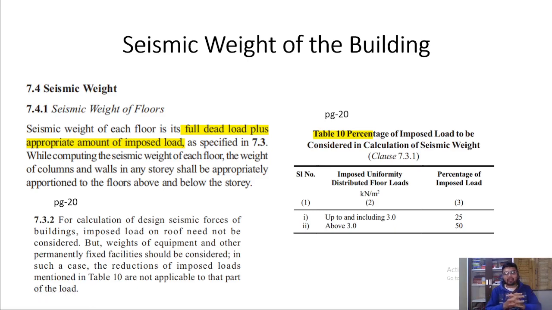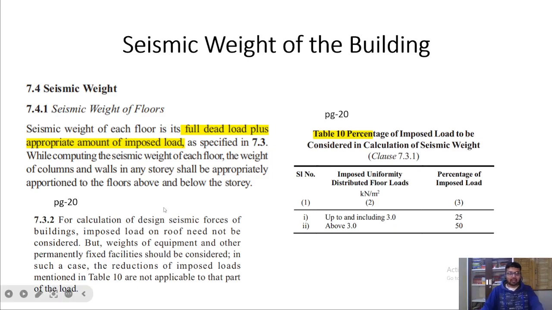Okay, so what is full dead load? We have to take it, that is granted. Now what is the appropriate amount of live load? For that you go to page 20 of the IS code, in which table number 10 is given, and it tells that if your live load is up to 3, then you take 25%, and if your live load is above 3, then you take 50%. So we take in the seismic weight the full dead load and a percentage of the live load as per table number 10.